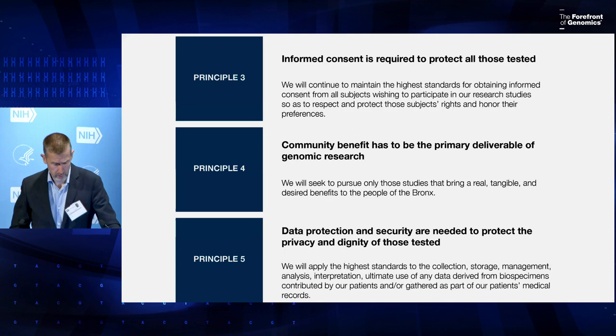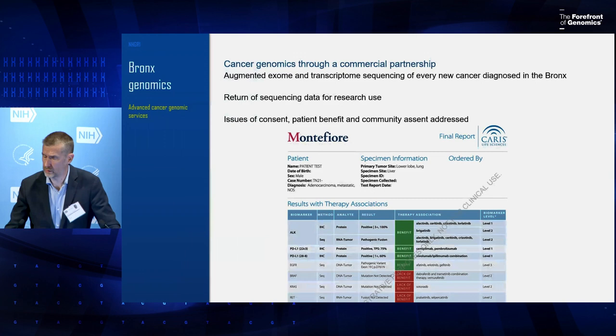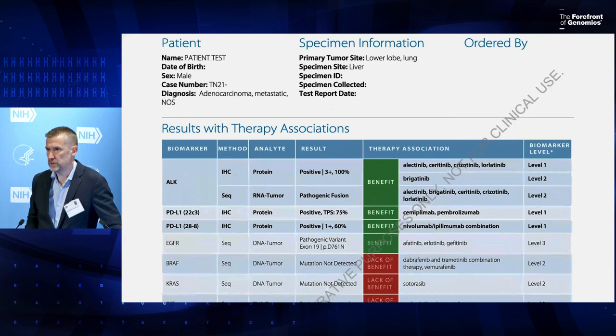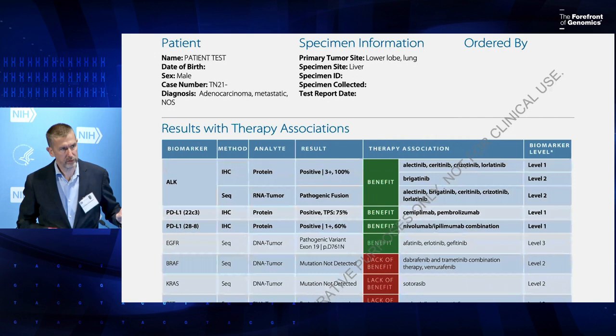So we have got some very good partners that we have welcomed. I've managed to set up with colleagues at Einstein and Montefiore a clinical testing service for every new cancer diagnosed in the Bronx through Caris Life Sciences, which allows us to get exome and transcriptome sequencing on every new tumor that's diagnosed and have genomically directed tailored therapy for these patients.